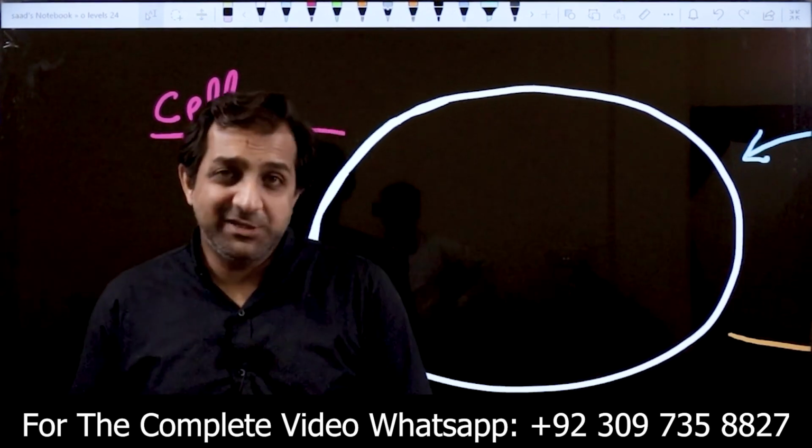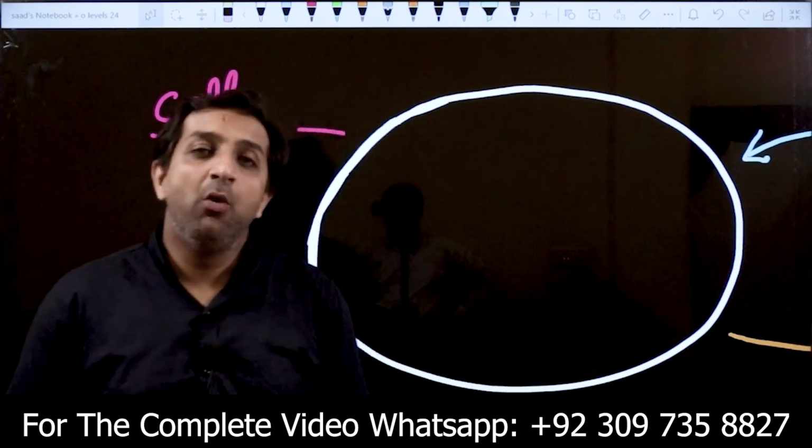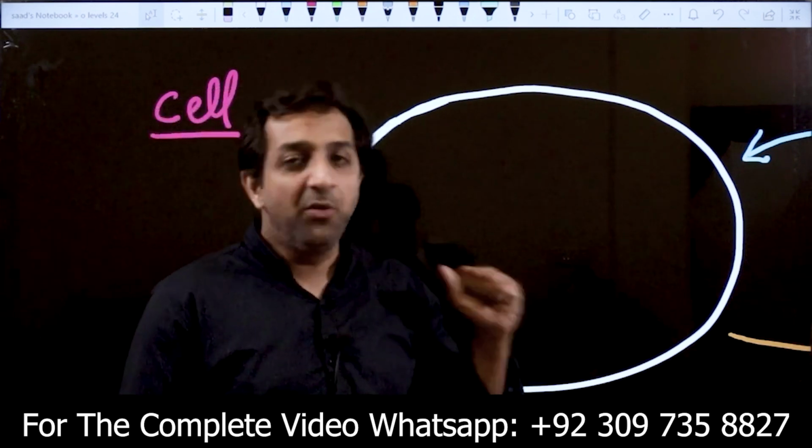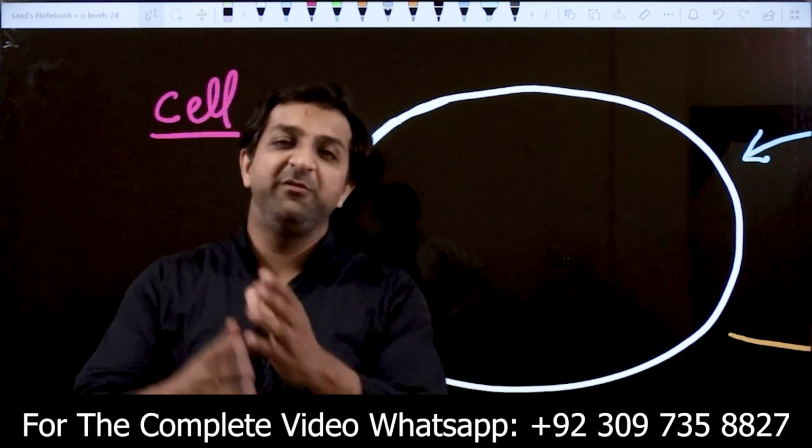So in order to understand how useful things are taken up by the cells and how waste things are thrown out of the cell, we need to understand what the different ways of transport of materials are.